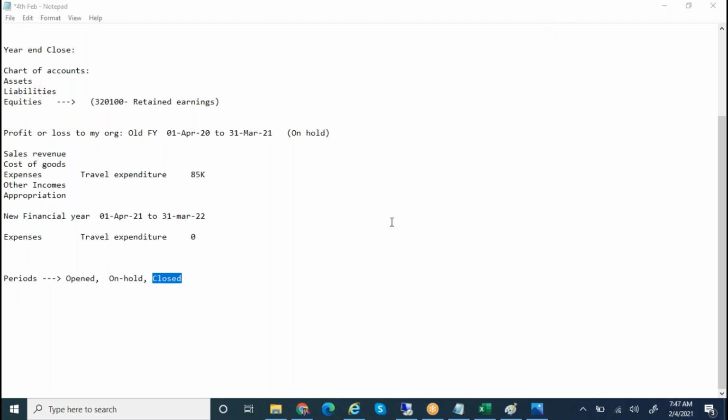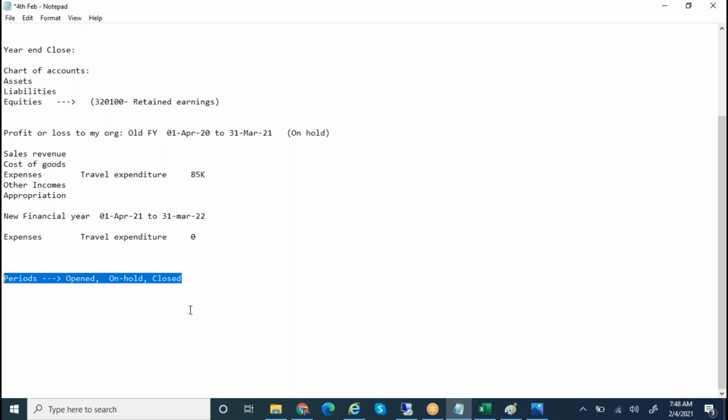So, understood what this means? Periods: open, on hold and closed. Sir, once we close the period, we cannot open it further? Yes, you cannot. That is the reason we usually don't close the periods. We make them open and on hold so that I can modify at any point of time.